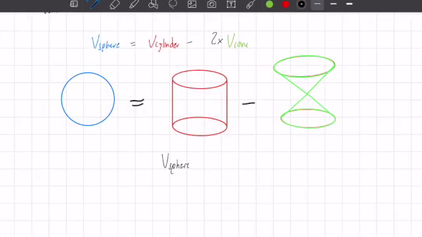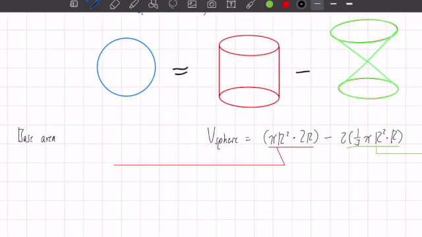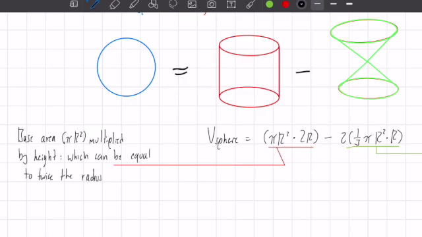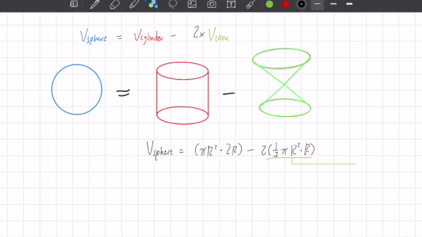Now, we can start with the substitution of the terms that we have in our theorem, in order to understand why we have 4/3 in our original formula. Volume of the cylinder equals pi times radius to the square times 2 radius, area of the base times double of the height. Volume of the cone equals 1/3 pi times radius to the square times radius, a third part of the area of the base times the height.